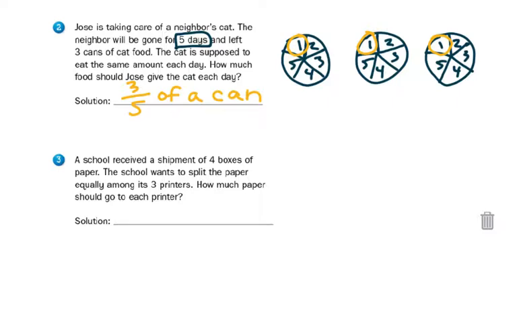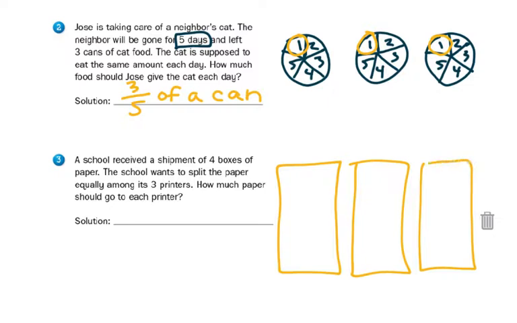Number 3, a school received a shipment of 4 boxes of paper. The school wants to split the paper equally among its 3 printers. How much paper should go to each printer? So let's take and draw some boxes. We have 4 boxes. Sorry, I didn't draw those very equally. All right, we have 4 boxes drawn, and now there's 3 printers.